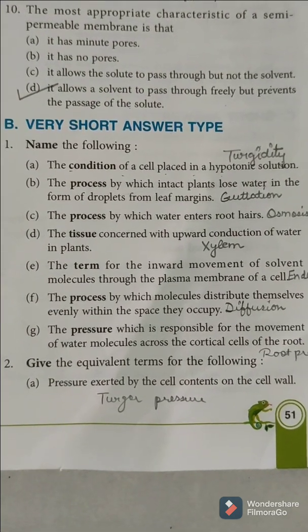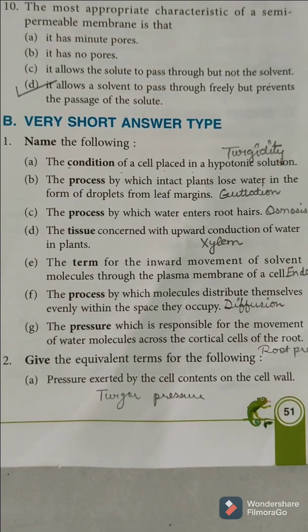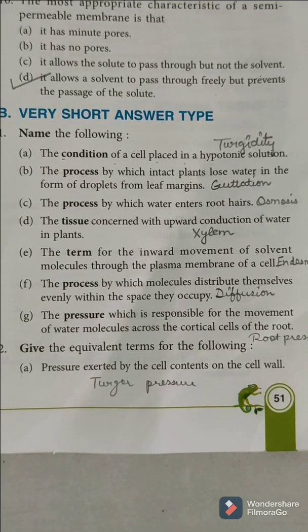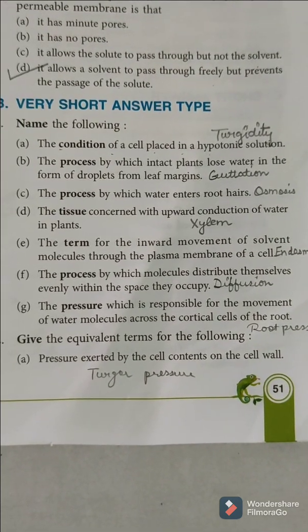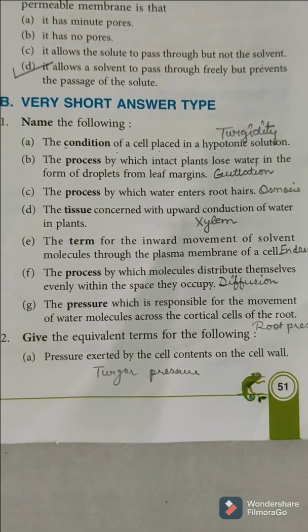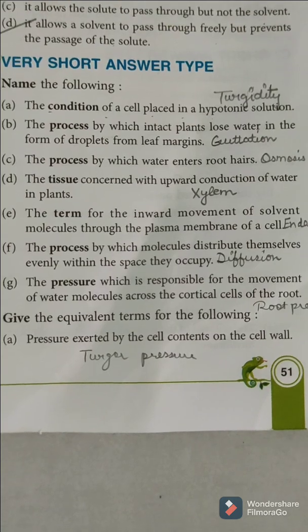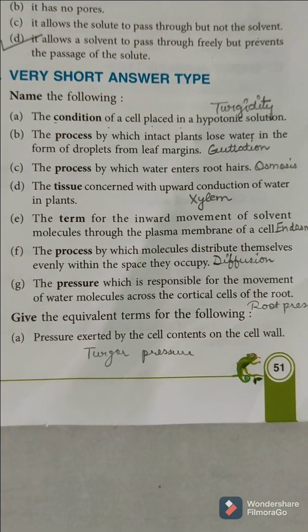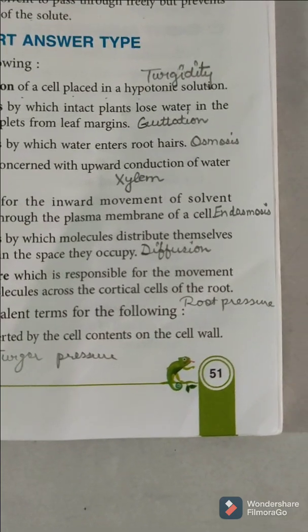The tissue concerned with upward conduction of water in plants, xylem tissue. Term for the inward movement of solvent molecules through the plasma membrane of a cell, endosmosis. The process by which molecules distribute themselves evenly within the space they occupy, the process is diffusion. Pressure which is responsible for the movement of water molecules across cortical cells of the roots, it is root pressure.